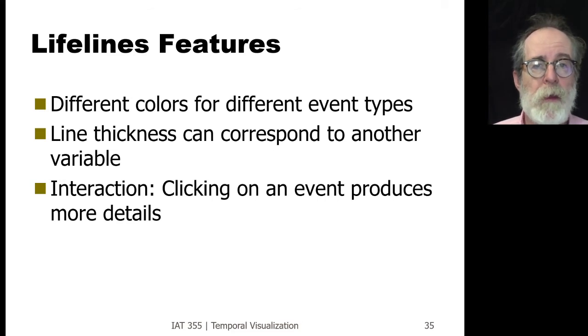So obviously different colors are used for different event types, and line thickness can be used to correspond to another variable. It's not really used much in the medical or the criminal history, but it's a possibility. And of course, the interaction is that clicking on an event produces more details. So this embodies the Shneiderman mantra. Shneiderman's at Maryland, so it's not a surprise: overview first, zoom, and get details on demand. So of course the timeline is stretchable or shrinkable if you want to concentrate on a particular time period.